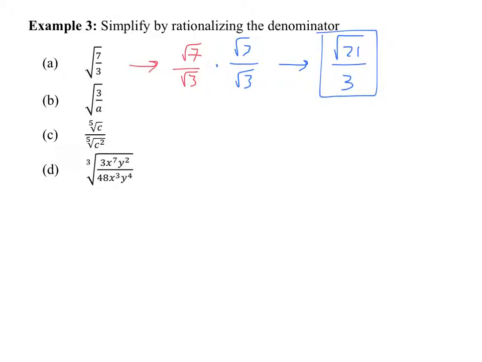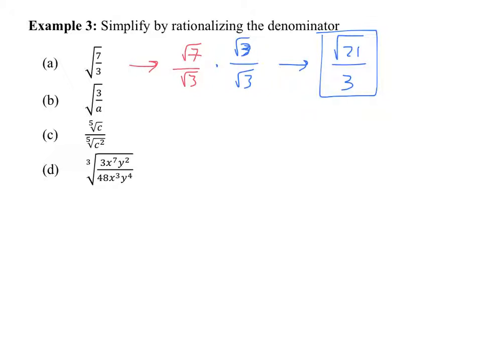Questions at all? Can root 21 be broken up into something that has a perfect square in it? No, right? Root 21 is just 7 and 3, as you saw. That's where it came from. So root 21 cannot be broken up at all. This is root 3 over root 3 here in blue.